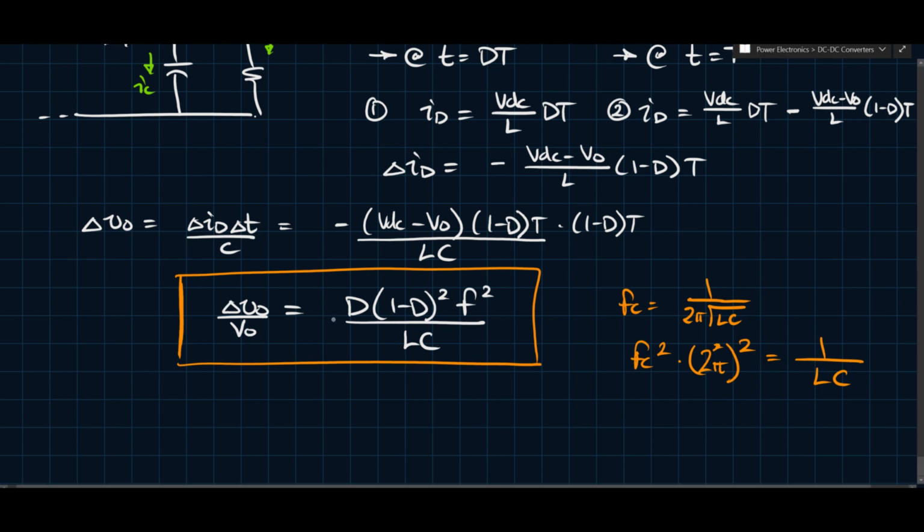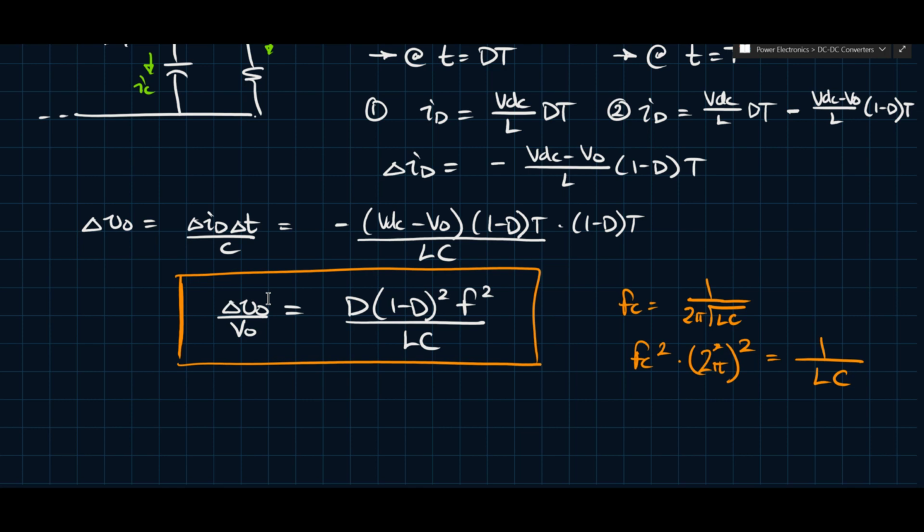And I should also mention that there is a negative sign here, but I've ignored the negative sign because all that really tells us is that the direction of the ripple is sort of opposite to the direction of the current. So the negative really doesn't matter. If you have a negative ripple or a positive ripple, it doesn't make a difference. It's just a matter of the direction, really, that counts in a situation like that.